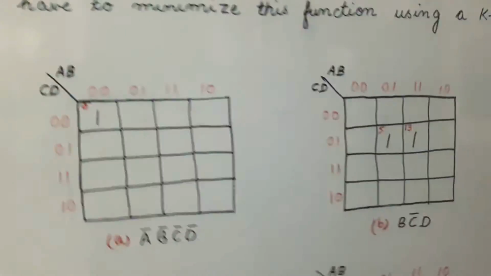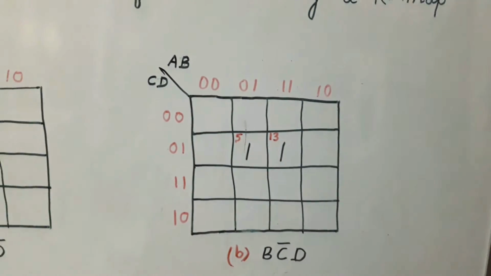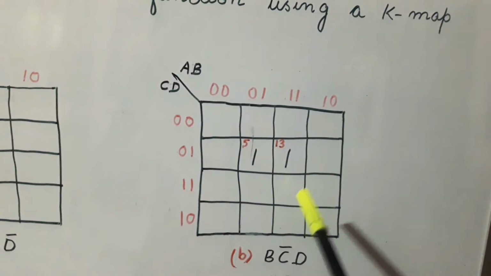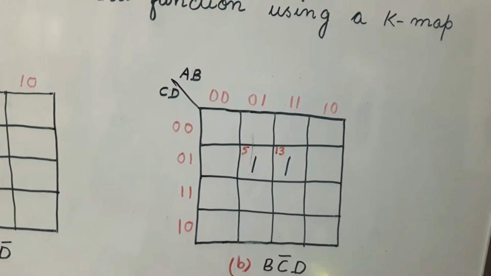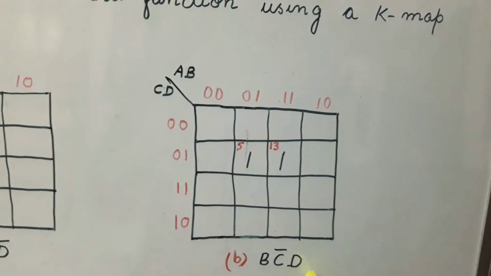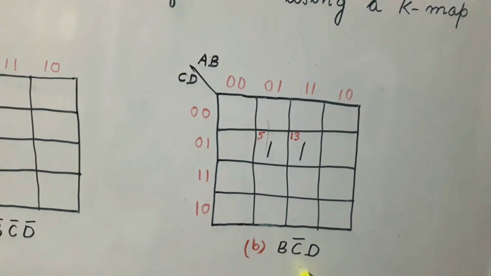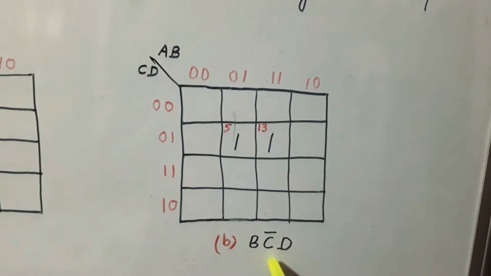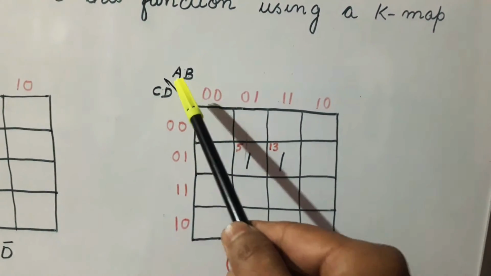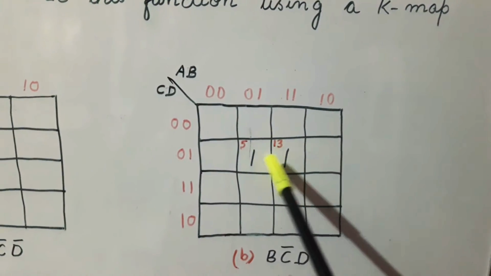Now we will plot the second term in a separate k-map as we have done in figure B. We have plotted the term B C bar D. This second term B C bar D will correspond on the k-map to the location where the value of B is 1, C is 0 and D is equal to 1, and this term is independent of A. So we will enter this term at the location where the value of B is 1, C is 0 and D is 1 for both values of A, that is when A is 0 and also when A is 1. So we will get a 1 in these 2 boxes.